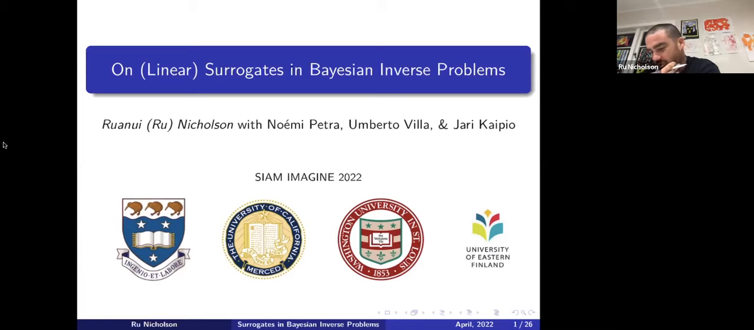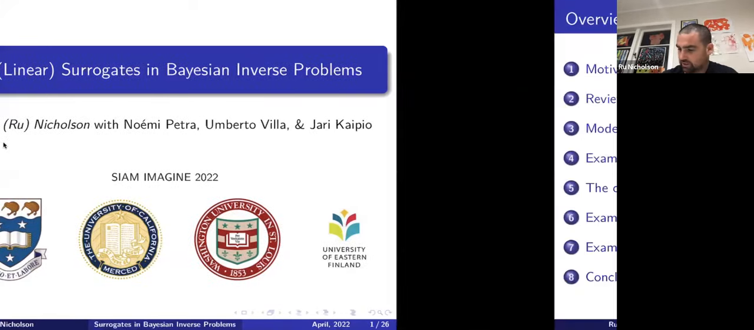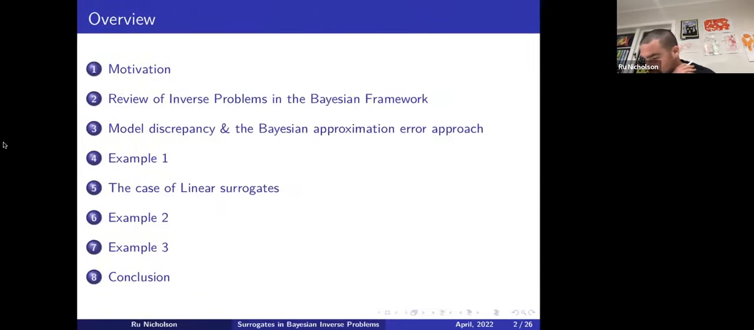And so this is joint work with quite a few people, but the main collaborators at the moment are Noemi Petra at UC Merced, Umberto Villa at the Washington University in St. Louis, and of course Jari Kaipio, who is recently back at the University of Eastern Finland, but who was at the University of Auckland, which is where I am. Okay, so hopefully that slide's changed now.